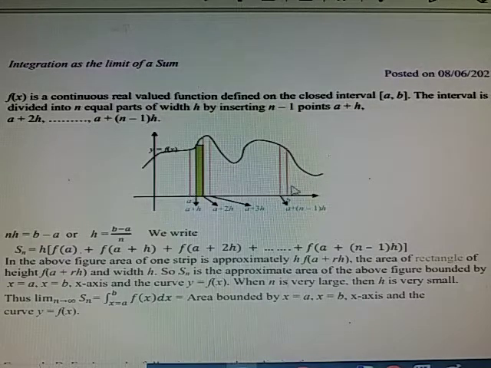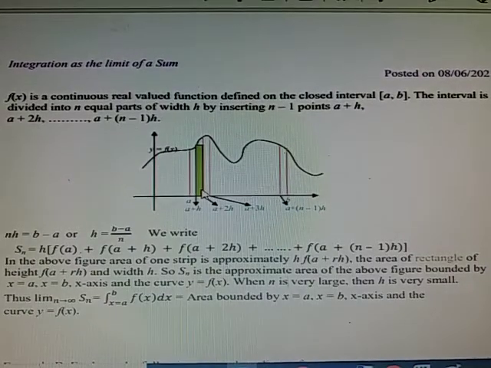Then we are dividing this interval. The interval length is b minus a, because b is greater than a. We are dividing this into n sections of width h. Meaning what? n into h is b minus a, because there are n sections. The strip width is h, so n into h is b minus a.